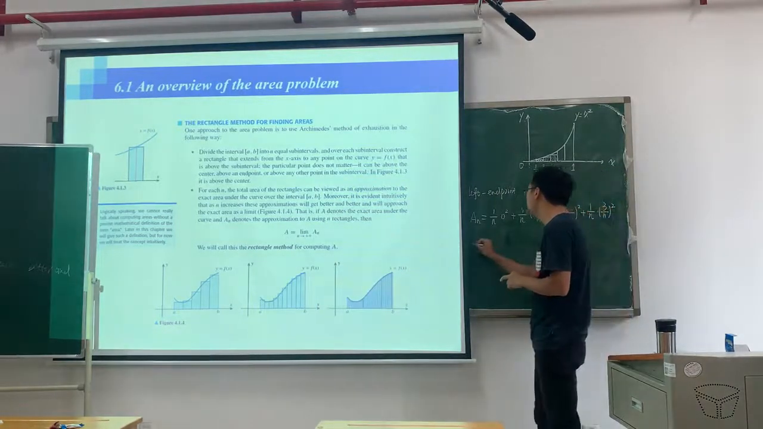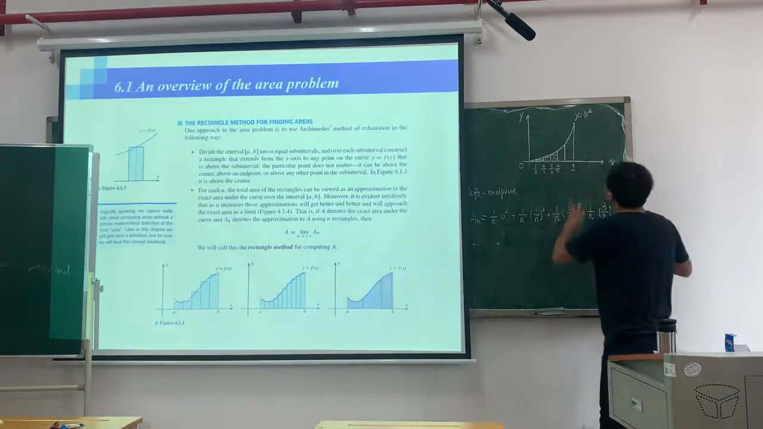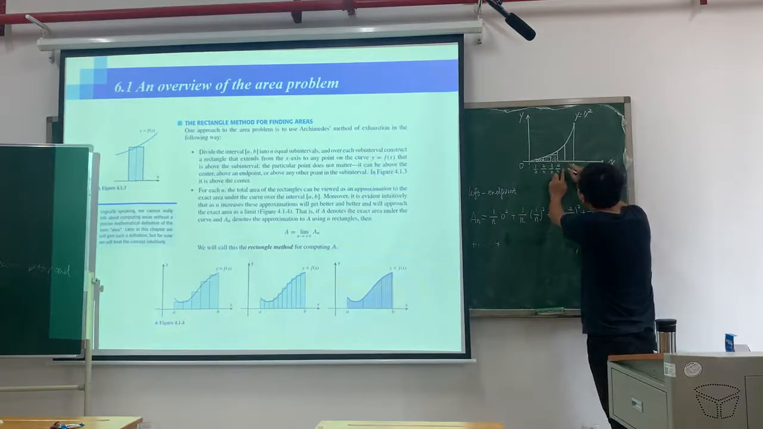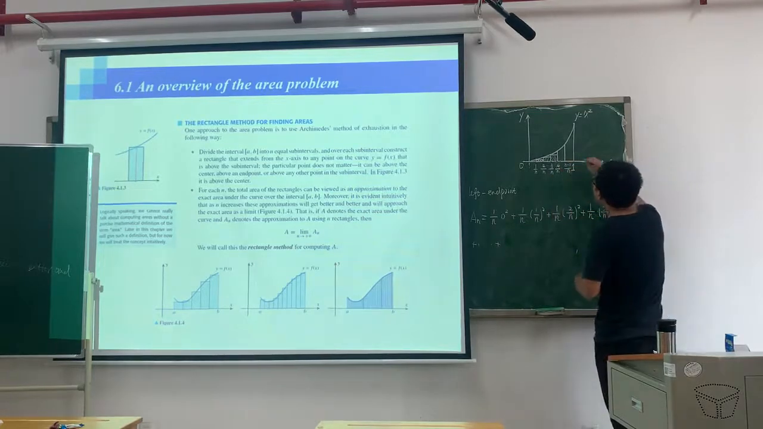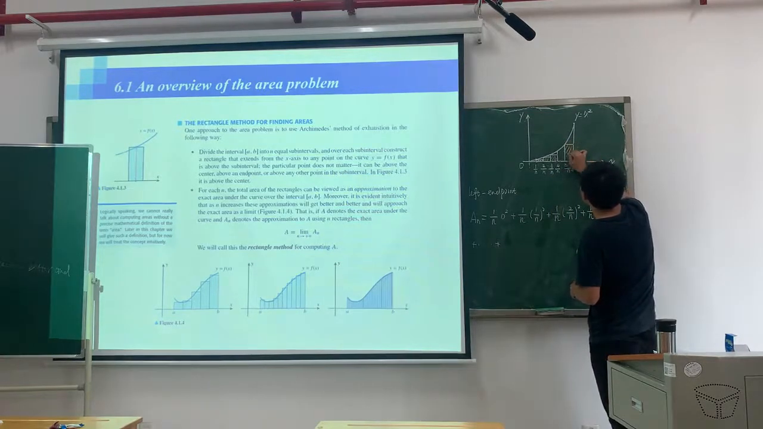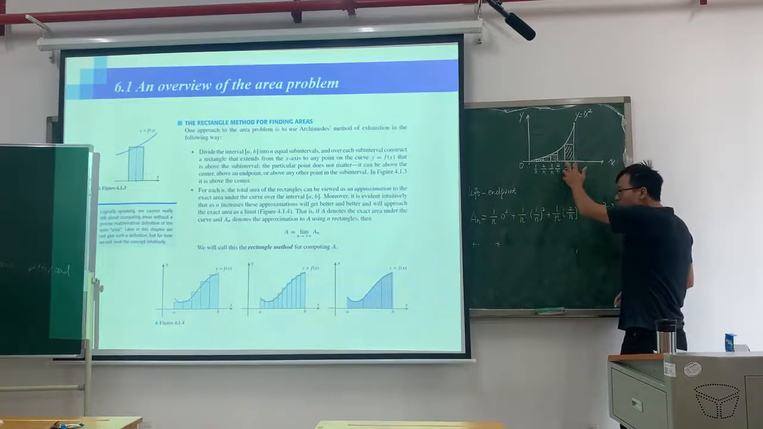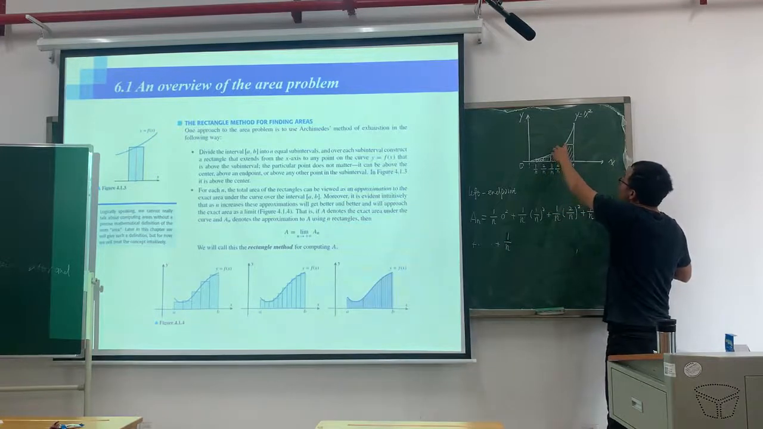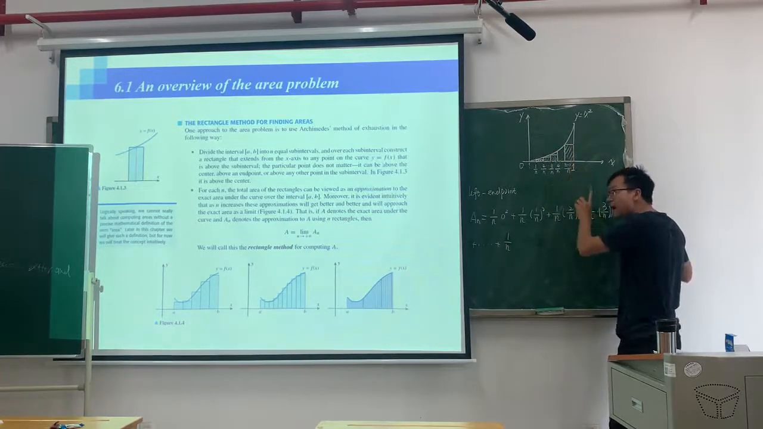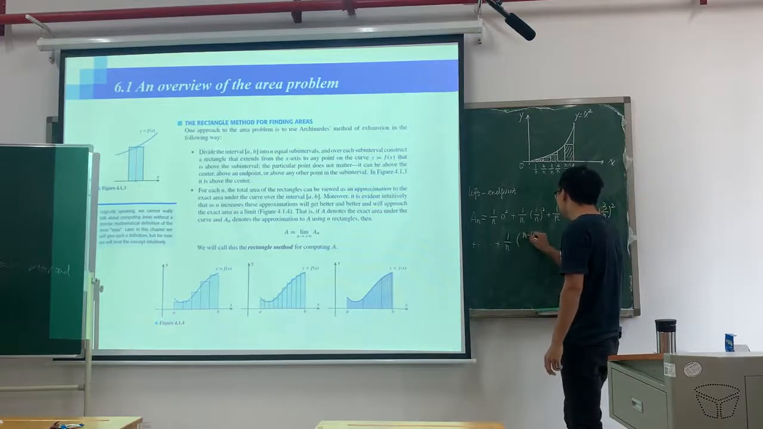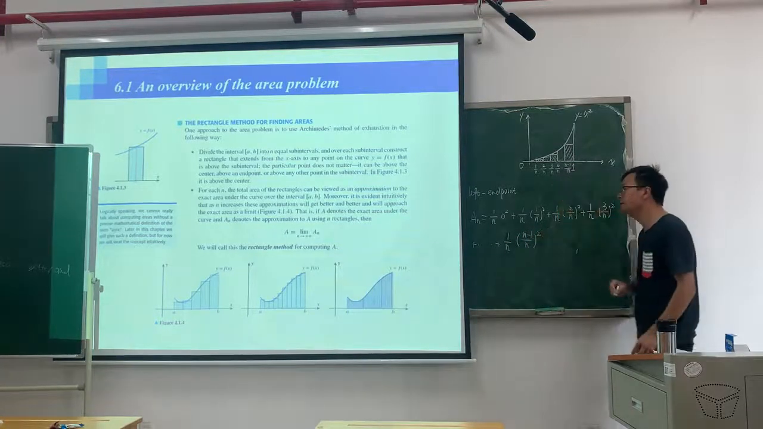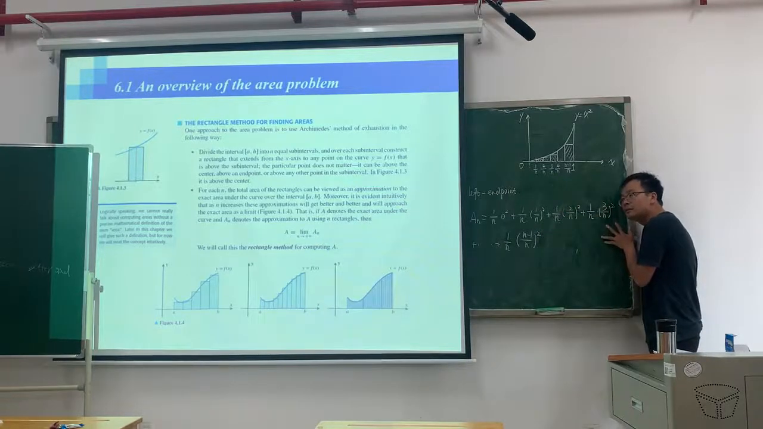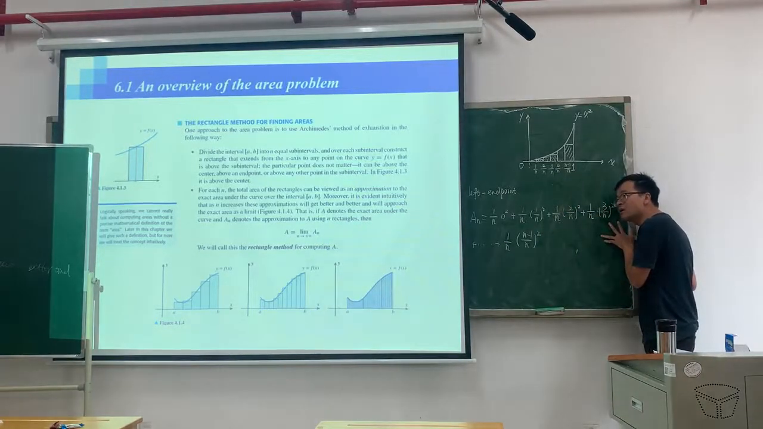So we can go on, okay? Now for the last one here, this point actually should be n minus 1 by n, yeah? So the last rectangle, the length is also 1 by n. And the width here is the function value at the point n minus 1 by n, okay? So it's (n minus 1 by n) squared, yeah? So this is the total area of the n rectangles, okay?